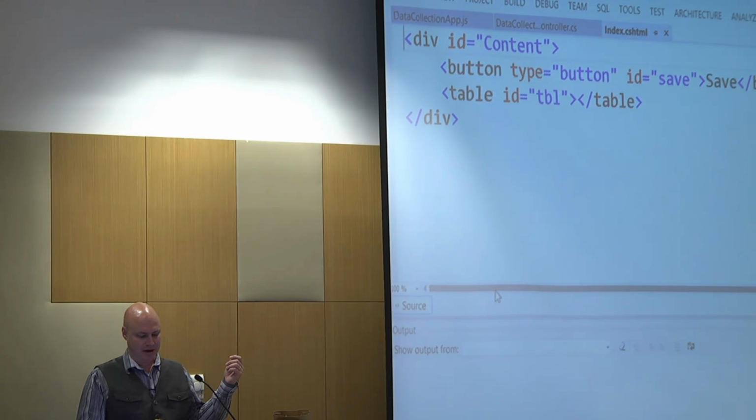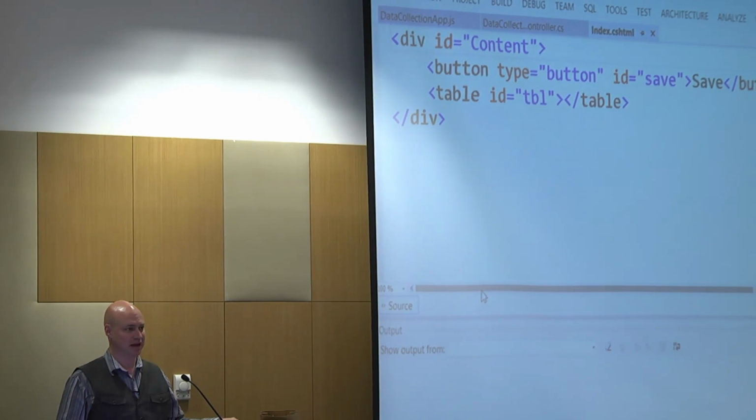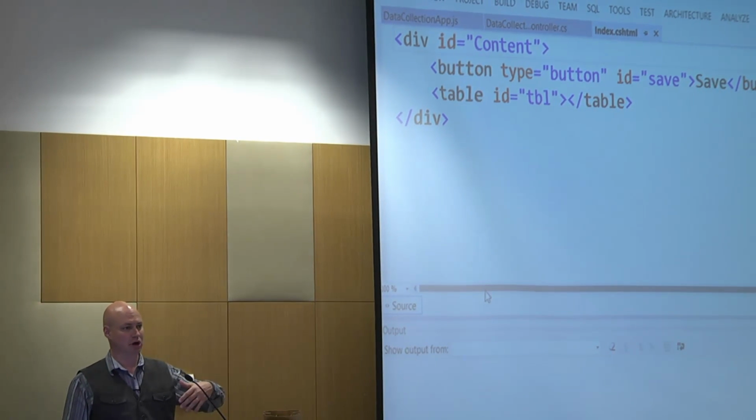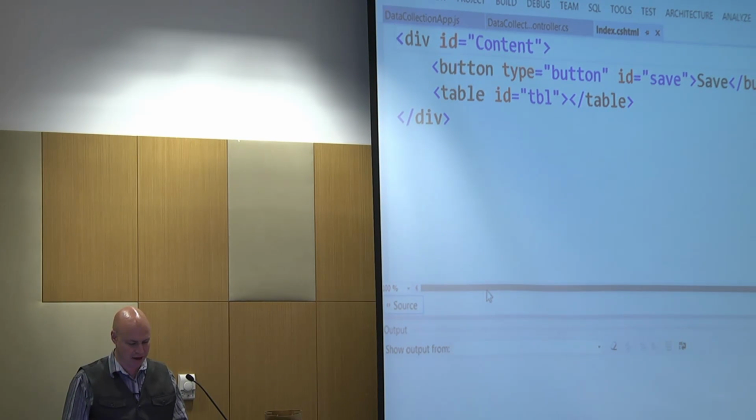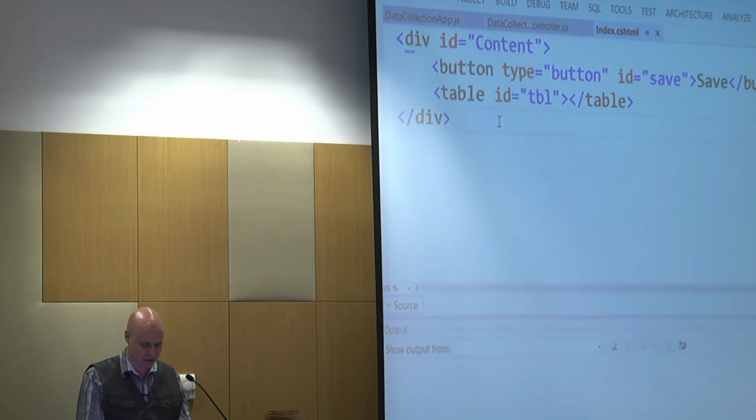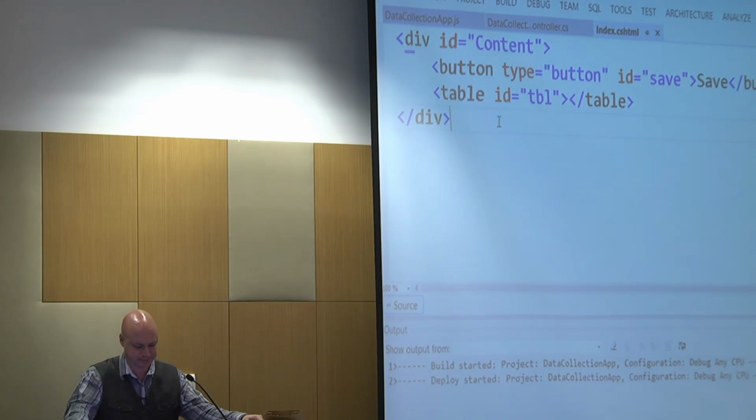So this is very simple. It's a table and a button. So when I select something on a page, it's going to post them all back to the server using Web API. So I'll run it, and then I'll show the JavaScript and the Web API.